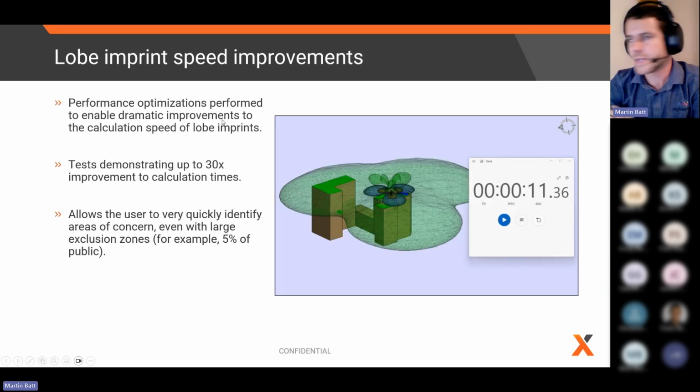Okay, so the next item I think requires a bit of background as well. So between the last release and this release, we spent some considerable time essentially profiling our calculation engine in terms of performance speed, let's call it that, essentially to highlight which areas we can make development changes to make it faster. One of the key points that was highlighted during our investigations was the lobe imprint speed, ways that we can improve that.